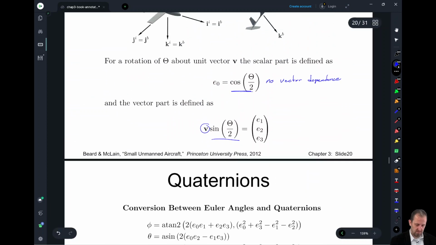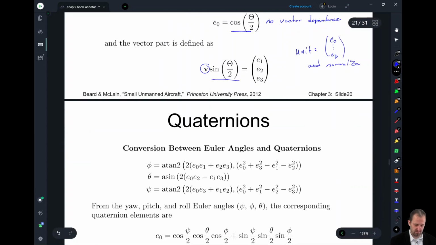Okay, so let's write that here. The unit quaternion is, we'll take our E naught through E3 and normalize it. So we'll just divide by the magnitude of all those variables.